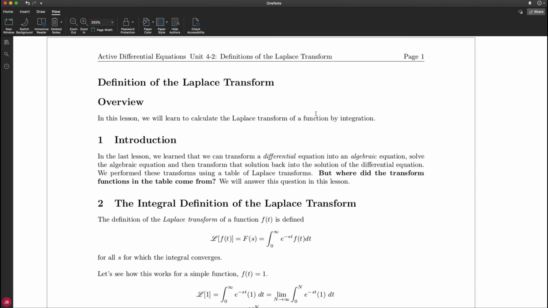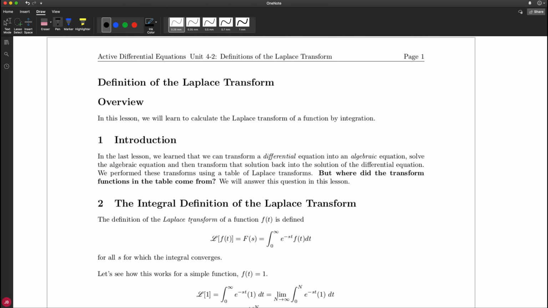Hello and welcome to the video covering Unit 4-2, where we actually learn the definition of the Laplace transform. So you may have been wondering, like, where did that table of values of Laplace transforms come from? Well, in this video we're going to hopefully clarify how to compute the Laplace transform.